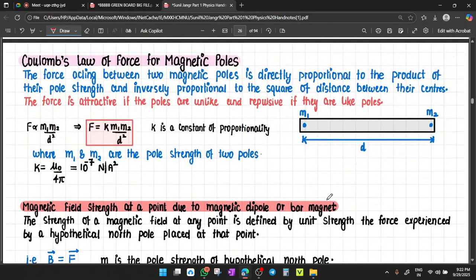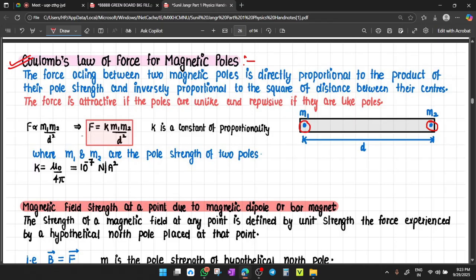Okay. Coulomb's law of force for magnetic poles. This is the first very important fundamental law, the fundamental rule that governs the forces between two poles. So if you have two different poles of different pole strength, the first pole strength is given as M1 and the second pole strength is given as M2.